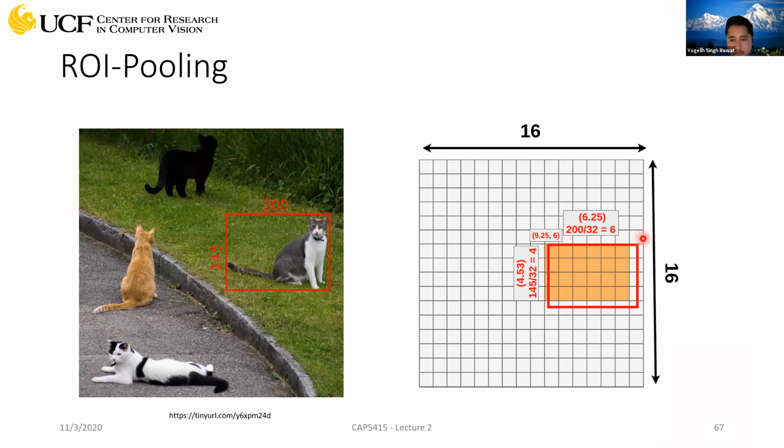So then this red boundary is like the original proposal which you got. But after quantization, this orange region here, that will be your region which you're going to use for your ROI pooling. Okay.